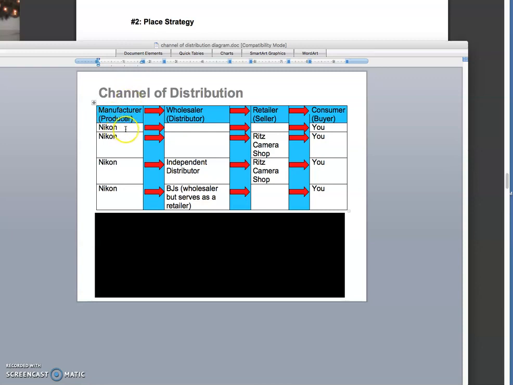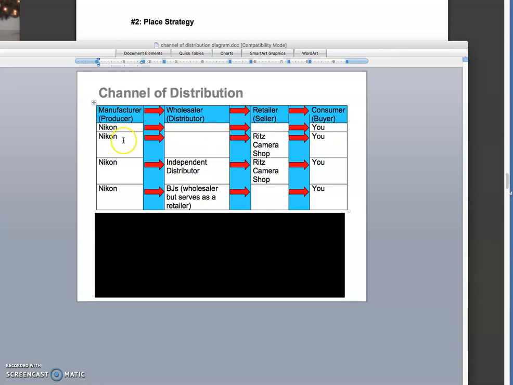So if you look at the top one, if Nikon sold the camera directly to you, that would be direct. The easiest example I can think of is a roadside stand for a farm. A farmer grows corn, the farmer sells corn right by the road at the farm, and then the consumer actually buys it directly. Okay, so there are advantages and disadvantages of selling direct and selling indirect.